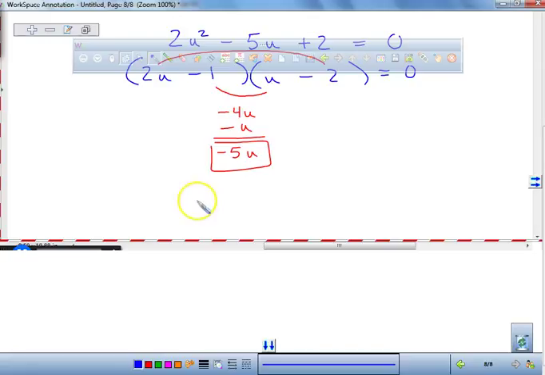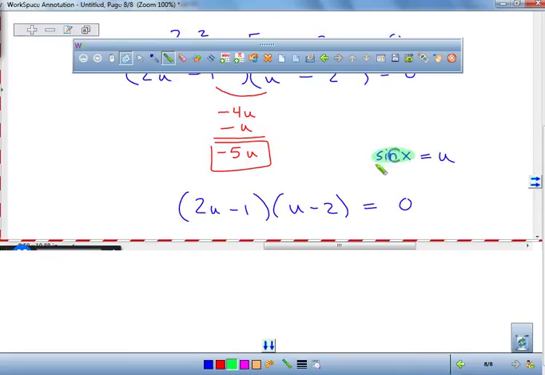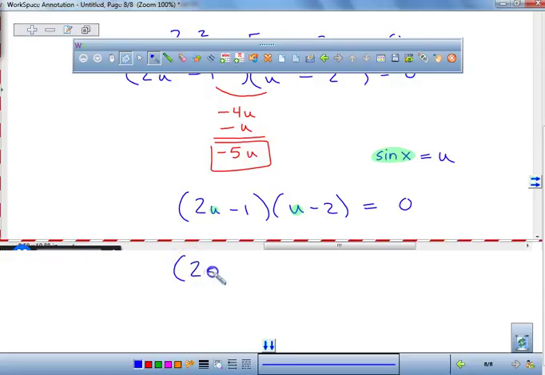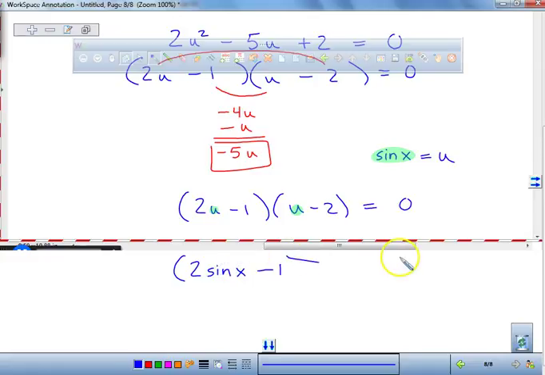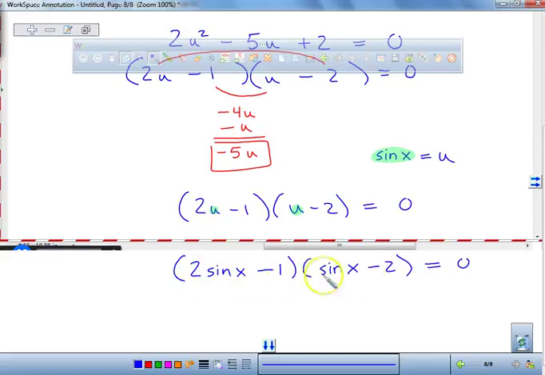So I'm going to rewrite. But this time, wherever I see a u, I'm going to replace it with, not that. What am I going to replace it with? There we go. Put it back. Take this and put it back in here, and put it back in here. So this is what you should see. 2 sine of x. Sorry, it's getting a little temperamental. These are the factors.